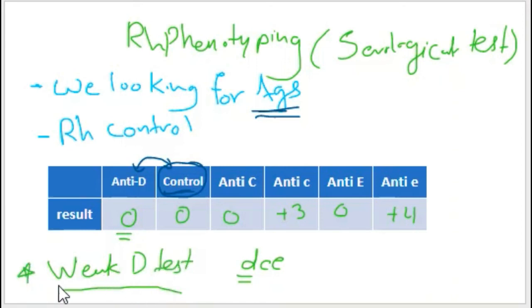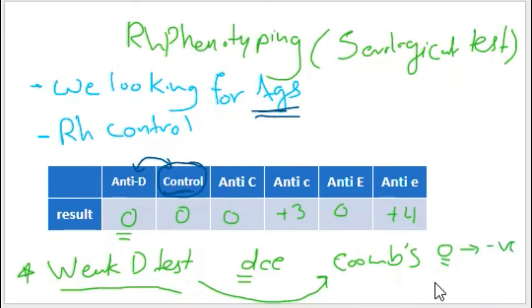In the weak D test, there are additional steps. We have to use Coombs reagent, and there is also an incubation time. So after doing the weak D test, if it's still negative, that means this patient or donor is actually negative. But if it becomes positive after the weak D test, that means this patient is positive. So it's positive even if it's weak D, and it should be considered positive.